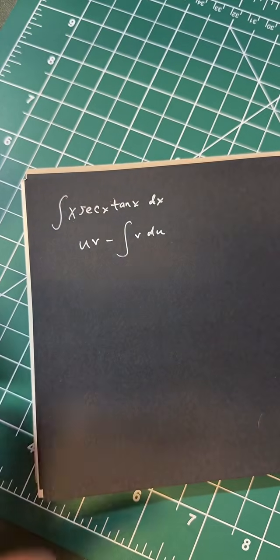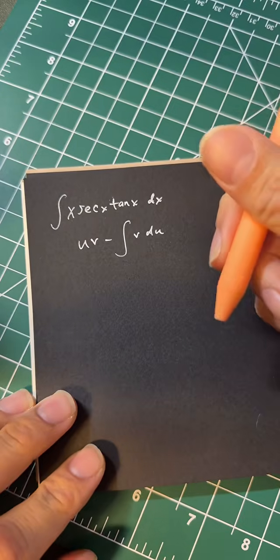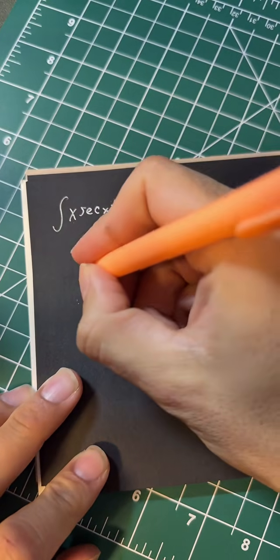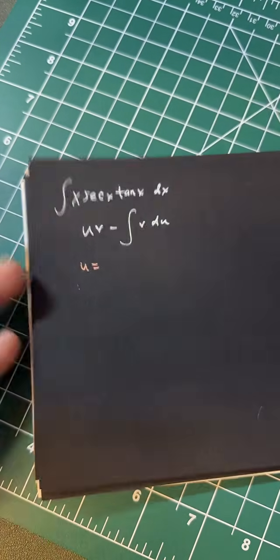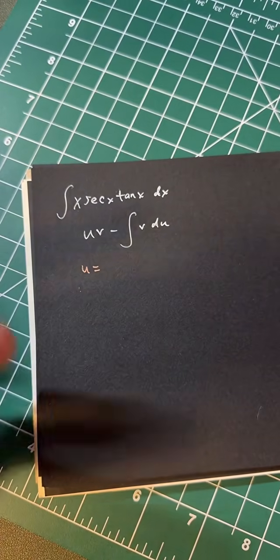Okay, so how does this work? Well, we've got to find a value for u, and typically the u term is something that you can easily integrate. There's a method to these. It's called ILATE or LIATE.